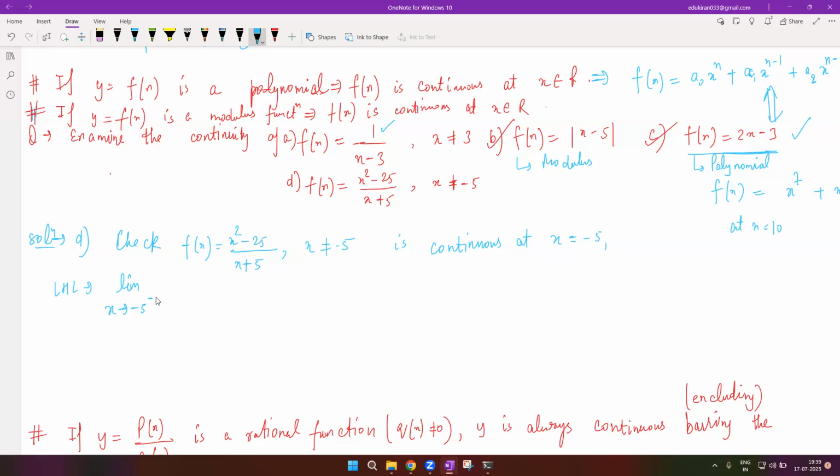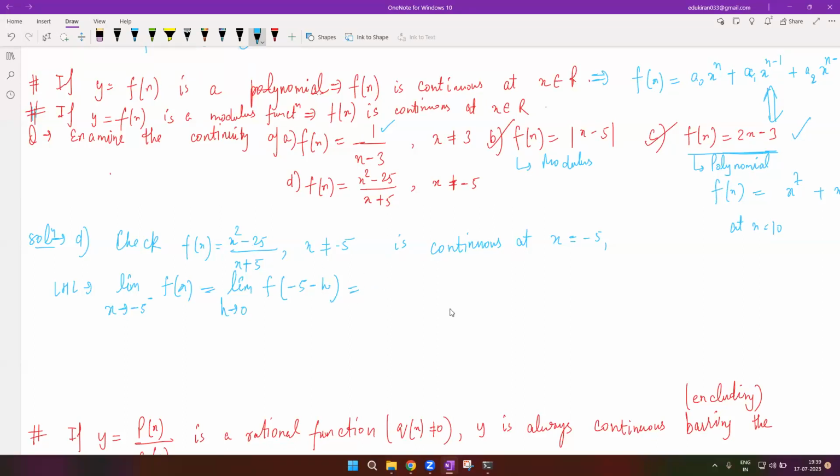Meaning, you don't have to be that foolish. Okay, so limit x tends to -5 negative f(x), right? In the next step, I can write it as, -5 negative means what, -5 minus h, right?